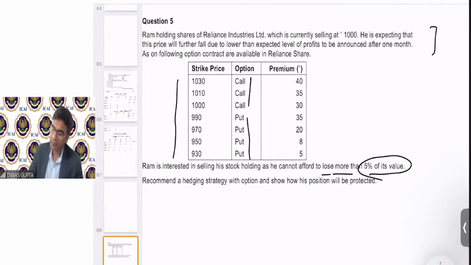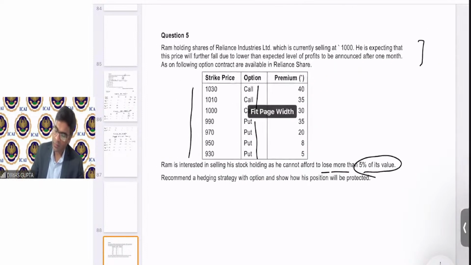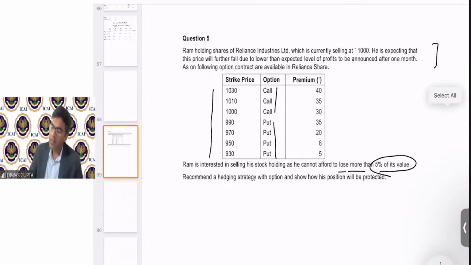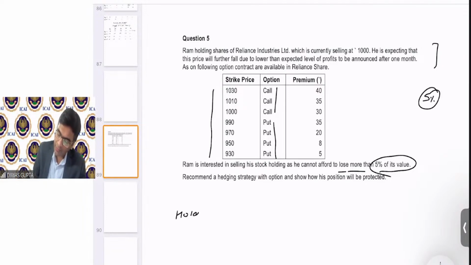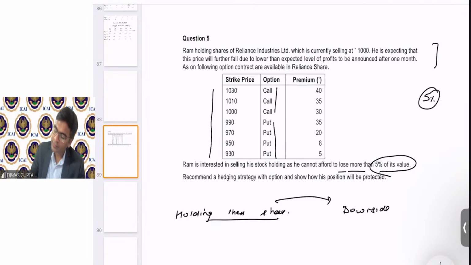See, first of all, the maximum loss Ram can bear is 5% of its value. And Ram is already holding these shares. So if Ram is already holding these shares, that means Ram is exposed to downside risk. Correct. If he's already exposed to downside risks, then he should actually do what? I will come to that. Okay. First of all, let's read the question.